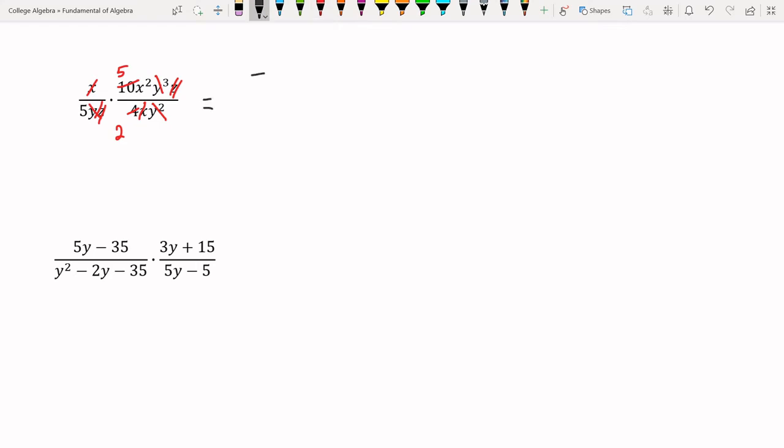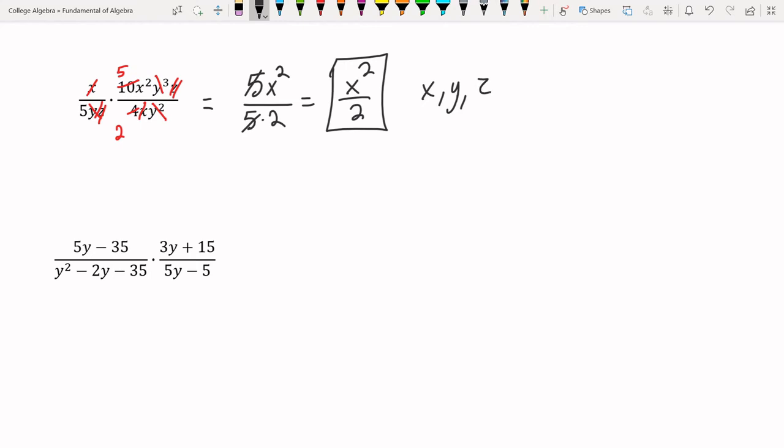So on top we have 5x squared, and on bottom we have 5 times 2. I forgot to reduce the 5's here. Let me just cancel that really quick. Now we have x squared over 2, and that's much more simplified. We do, of course, need to say that x, y, and z, all three of them cannot equal 0, because that gives us a 0 in the denominator.